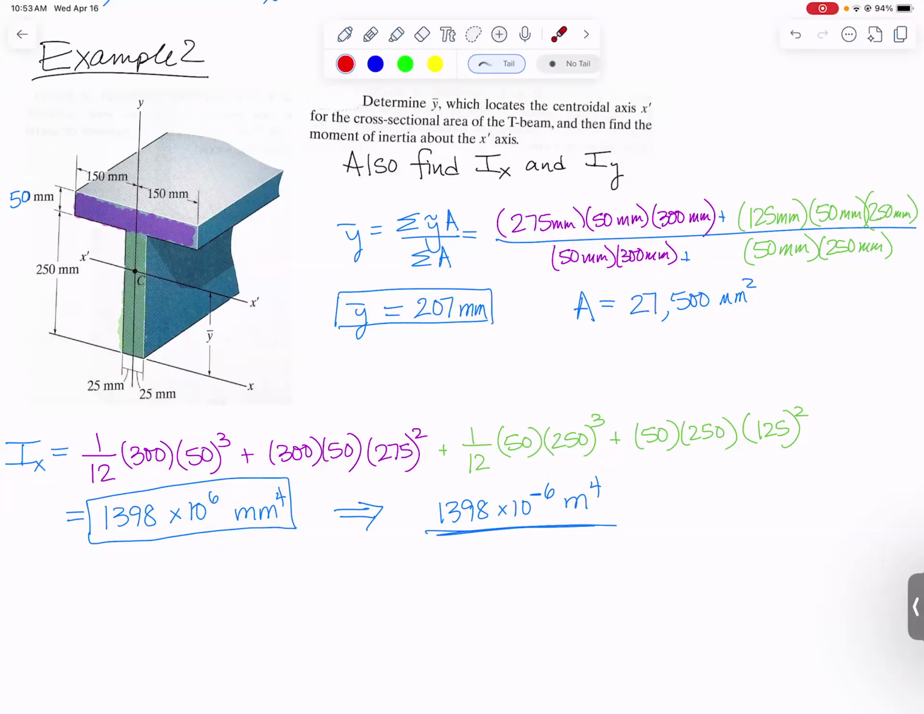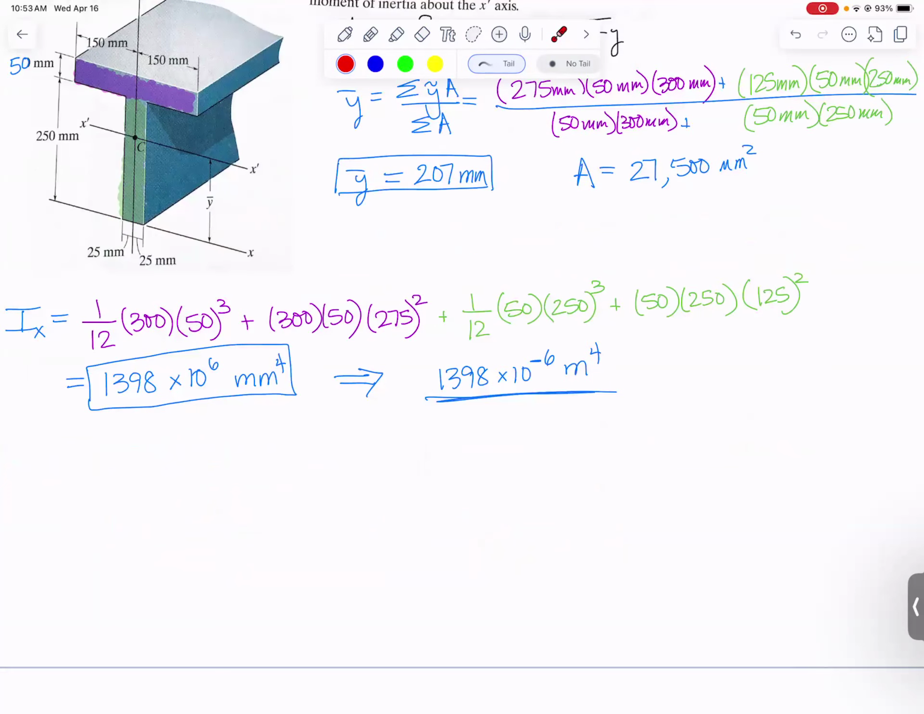Again, it would be more convenient maybe to write this as 1.4 times 10 to the 9th, and this one is 1.4 times 10 to the minus 3rd. Also correct. The answers in the textbook are definitely always going to be times 10 to the 6th and 10 to the minus 6th. Okay, what do we need to do next?